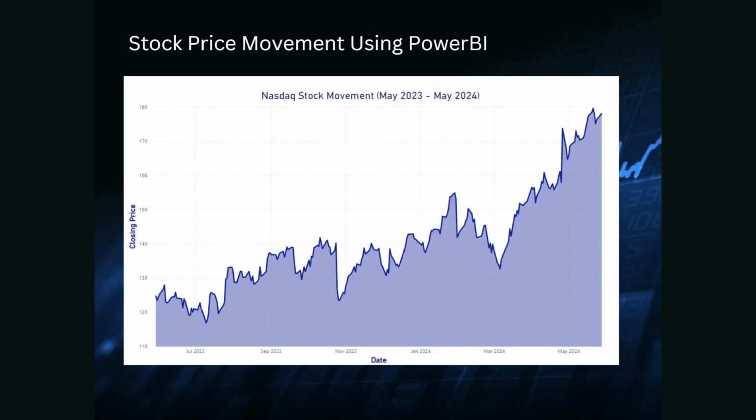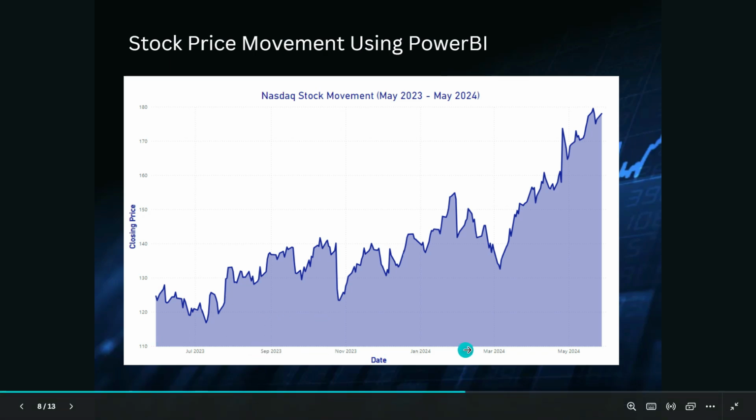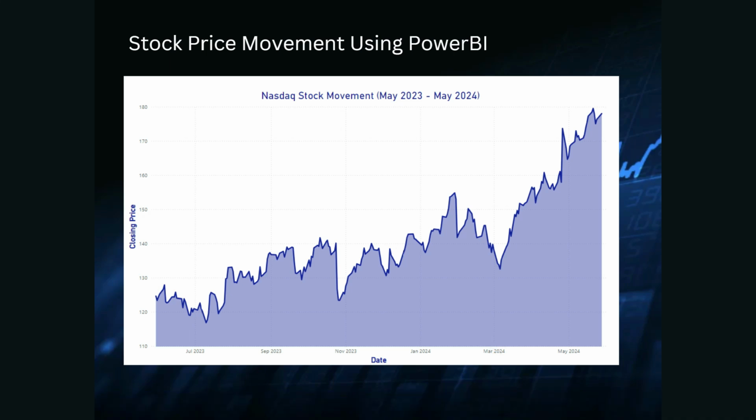Now here's the stock price movement I made using Power BI, based on the code I used in SQL. Here's a graph interpretation. This graph shows the NASDAQ stock movement from May 2023 to May 2024. I created an area line chart, and the shaded area is used to visually show the magnitude of the change over time.